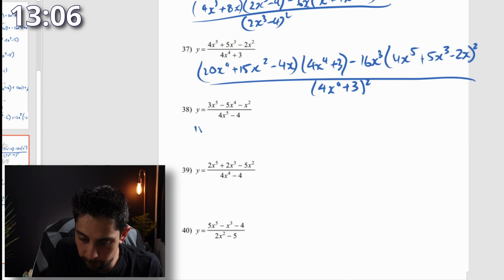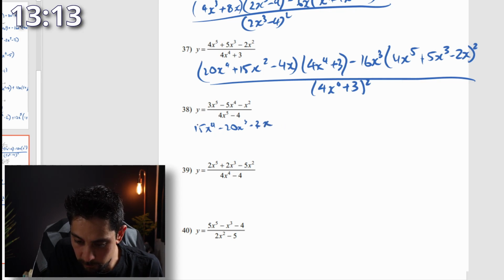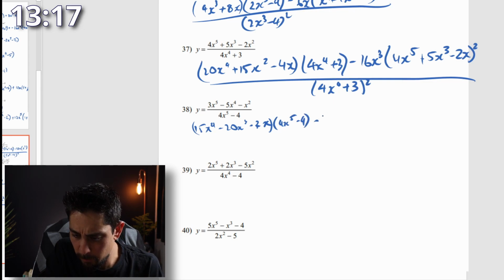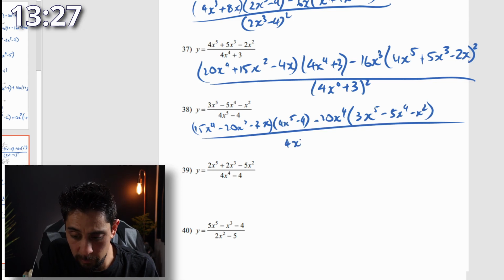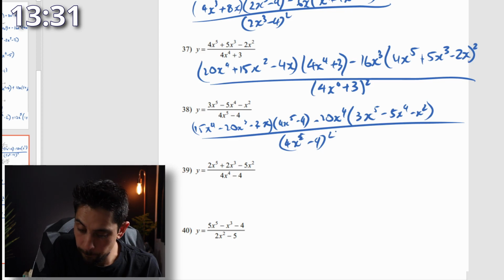Start here, 15x^4, pressure's on now, 20x^3 minus 2x times 4x^5 minus 4 minus 20x^4 times, is this the same? This seems really similar to the previous one. 5x^4 minus x squared all over 4x^5 minus 4 squared.